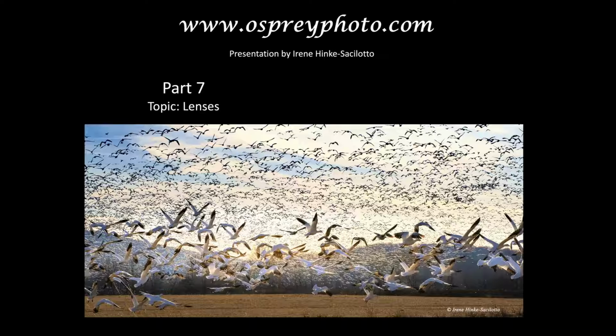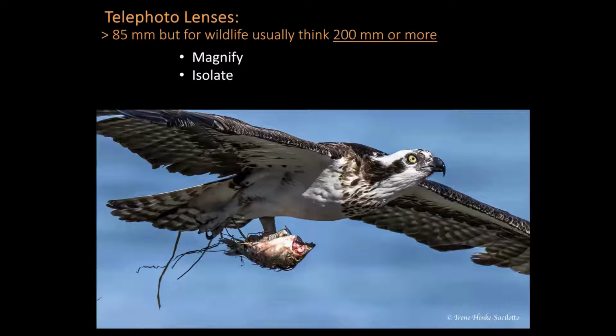This is part 7 of a series of programs on wildlife photography. Today's topic is lenses. We're going to talk about wide-angle lenses like the one that took this photograph, and then we're going to go on to telephoto lenses and macro lenses.